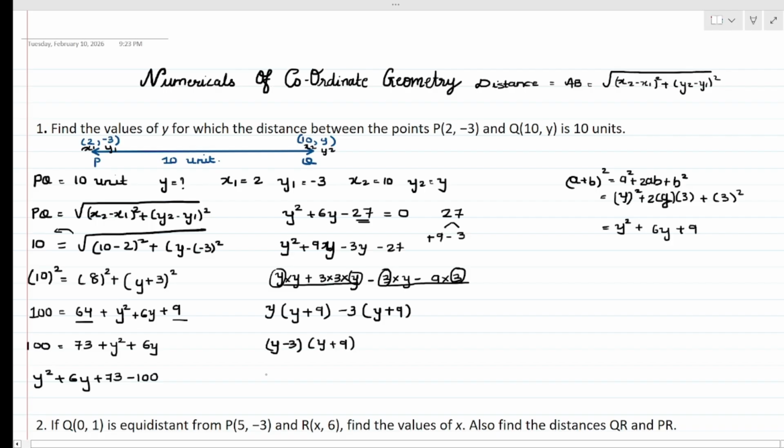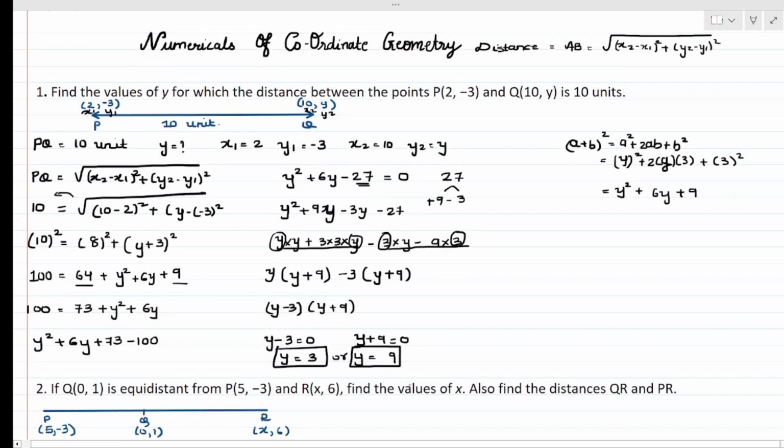That means equate them with 0. y minus 3 equals 0 and y plus 9 equals 0. That means y will be equal to positive 3, that is the first answer, or y equals negative 9. So these are your answers for y. I hope you understand this clearly.